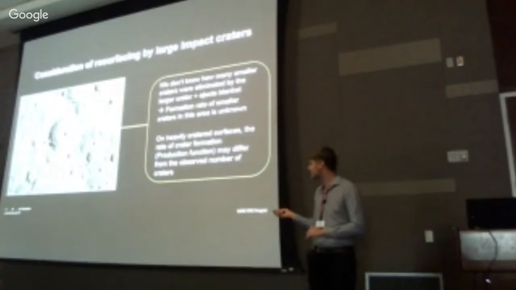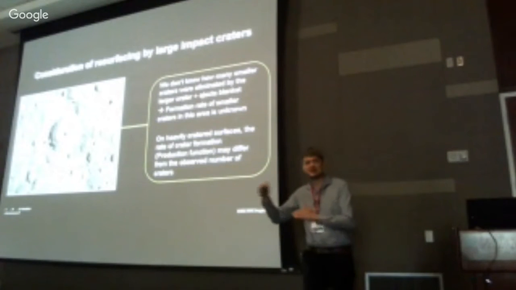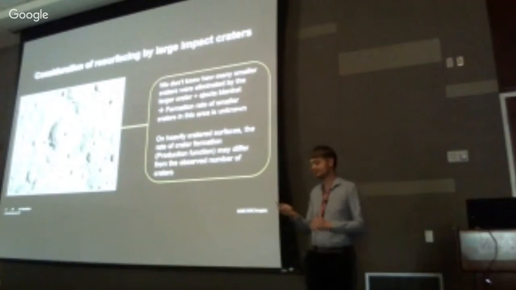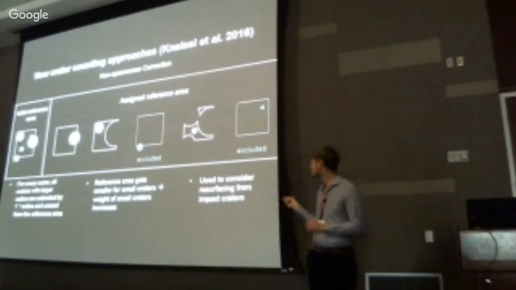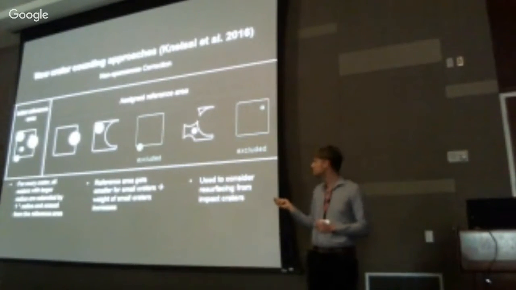So to go back to this slide, the idea of the new crater counting approaches is that the number of smaller craters was undercounted with the old crater counting approaches. Crater E is excluded since it's located on the rim or the ejecta blanket of crater A, so on a resurfaced area, so this crater would be excluded.